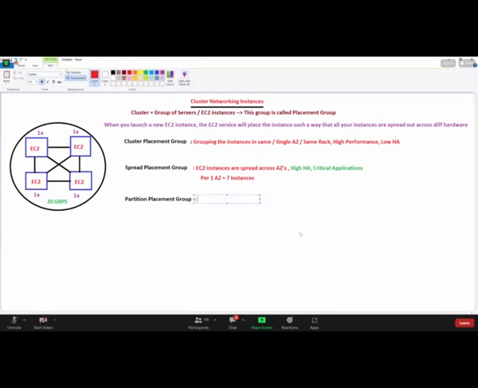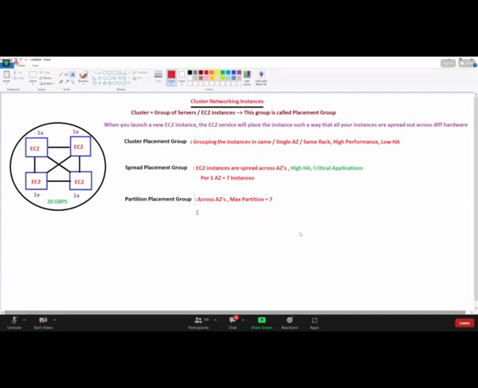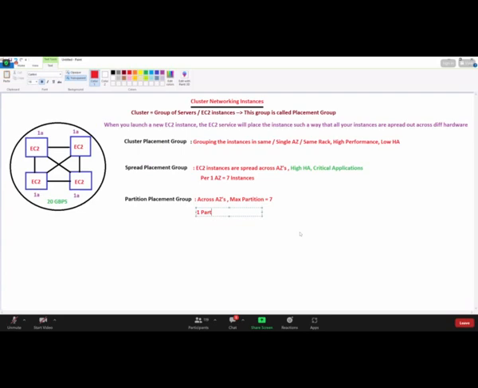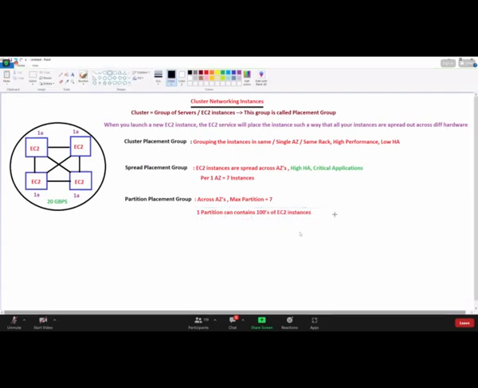Coming to the partition placement group. So in partition, this is also across availability zones. Maximum partitions you can have is 7. So one partition can contain how many EC2 instances? Hundreds of EC2 instances. Partition meaning like this, you can have 7. 1, 2, 3.